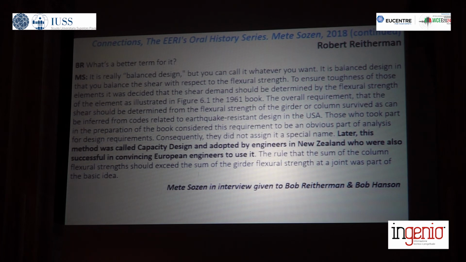He goes on to say that essentially he disapproves of the term capacity design, which is never used in the States. He would have preferred a different term, but he does not see a need for a term for these rules. But he points out also that the method was called capacity design and adopted by engineers in New Zealand who were also successful in convincing European engineers to use it.